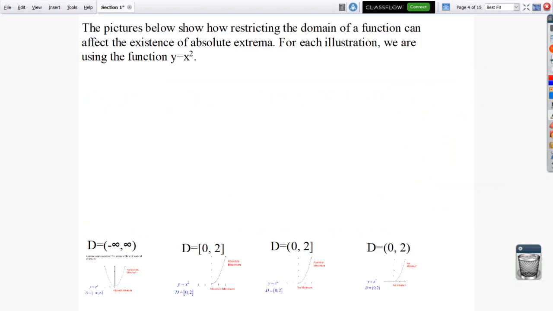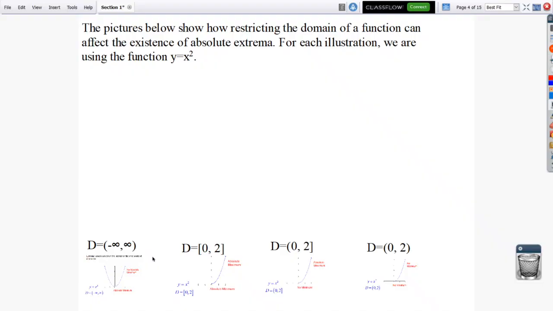So what I have for you now is just different ways that absolute extrema can occur. All of these are functions dealing with the function y equals x squared. And you know what the function y equals x squared looks like. It's a parabola, the most basic parabola that you could think of. The domain of y equals x squared is all reals. It goes from negative infinity to infinity.